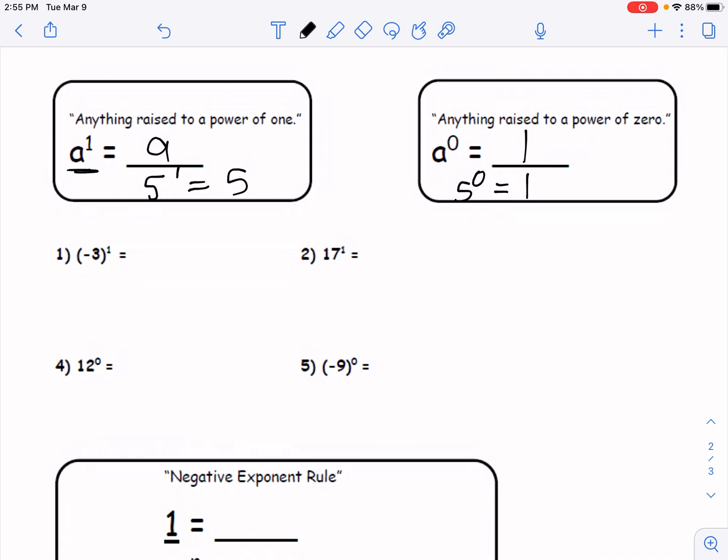So looking at this here, negative 3 to the first power would be negative 3. 17 to the first power would be 17. 12 to the 0 power would be 1. And then again, anything to the 0 power is 1, okay?